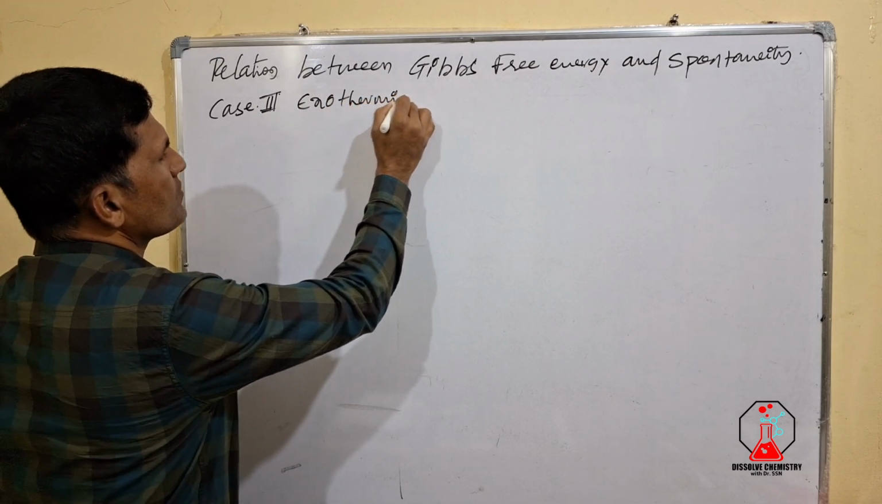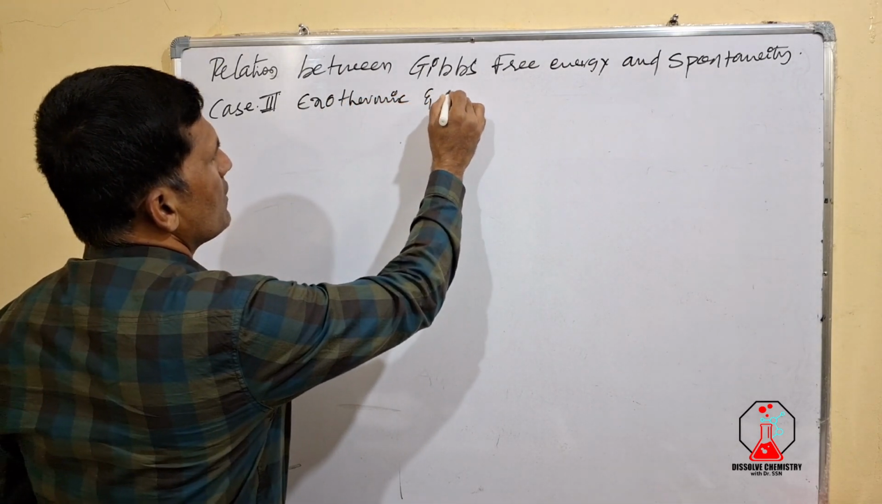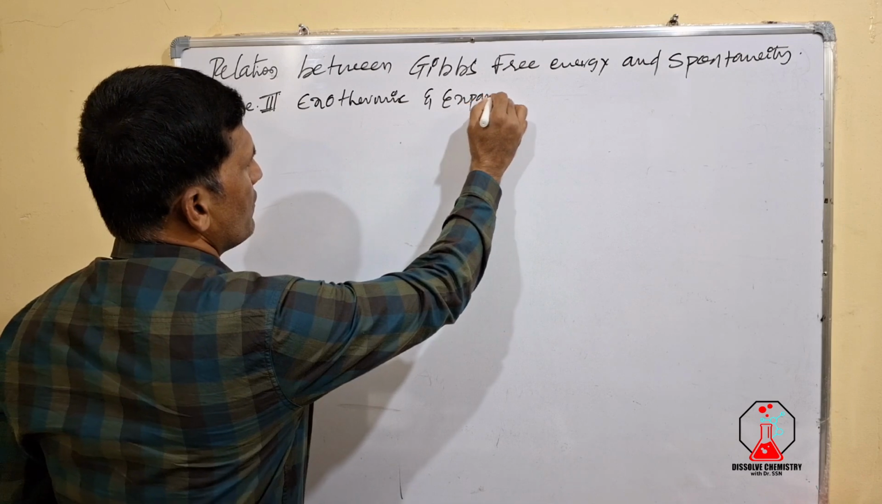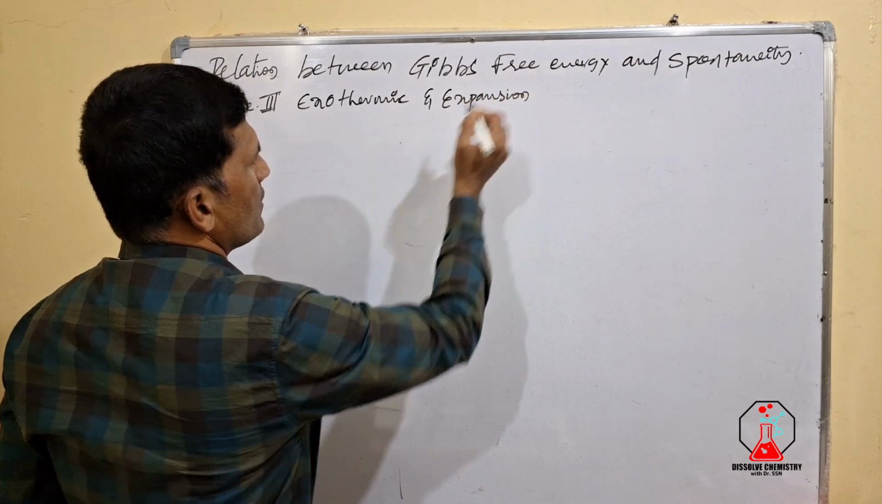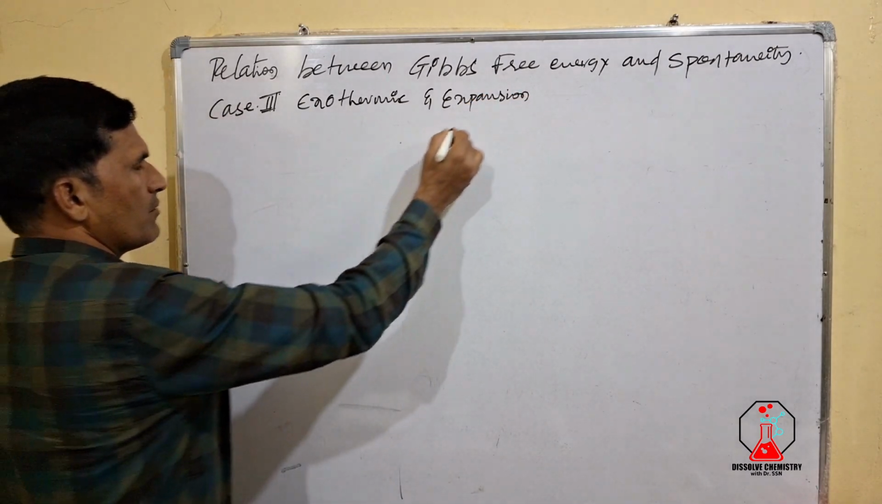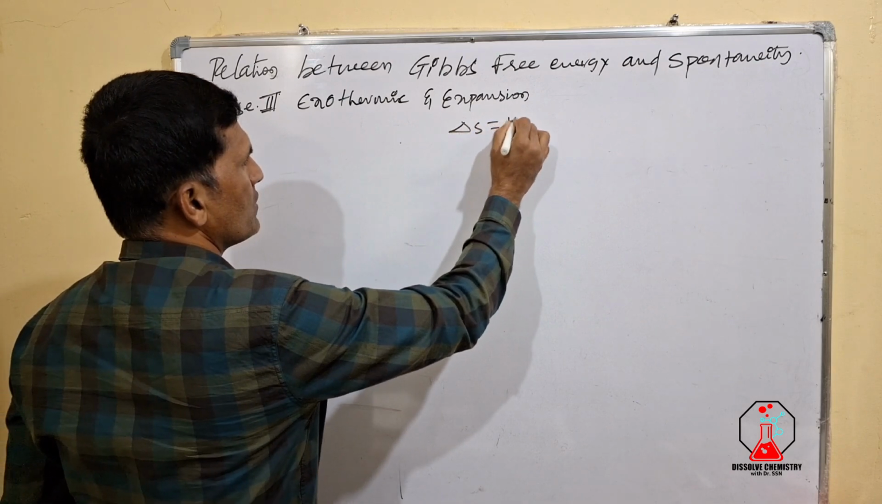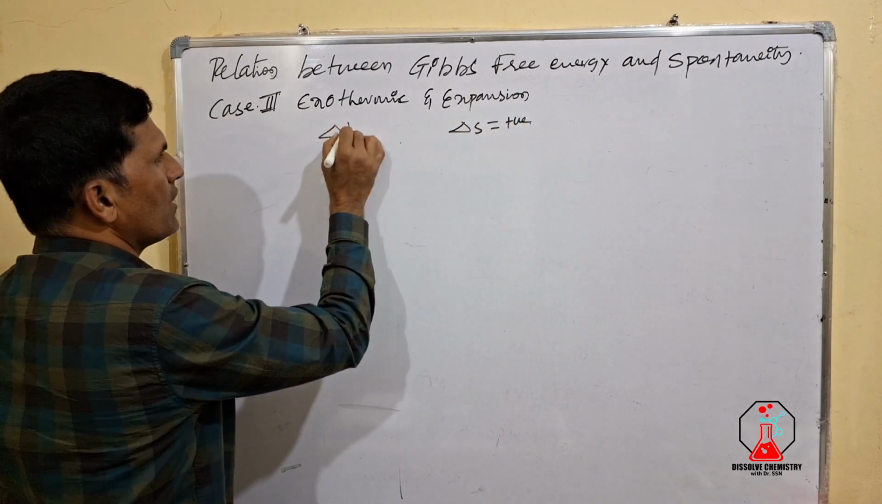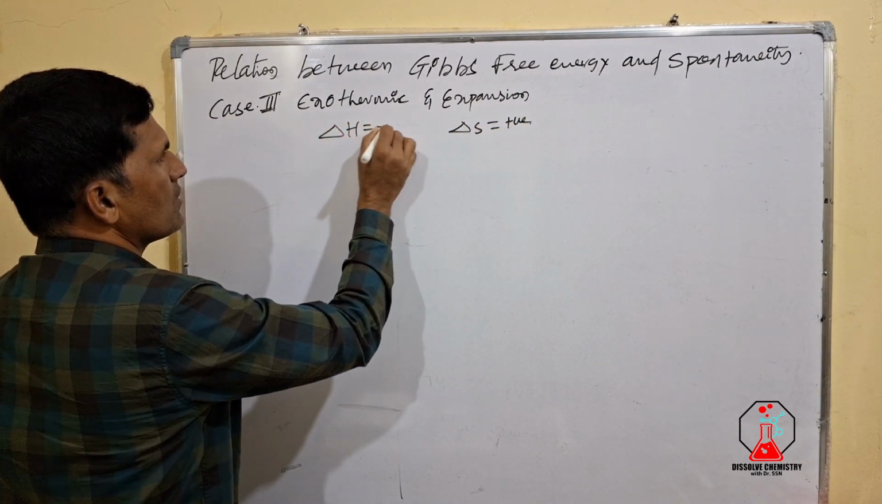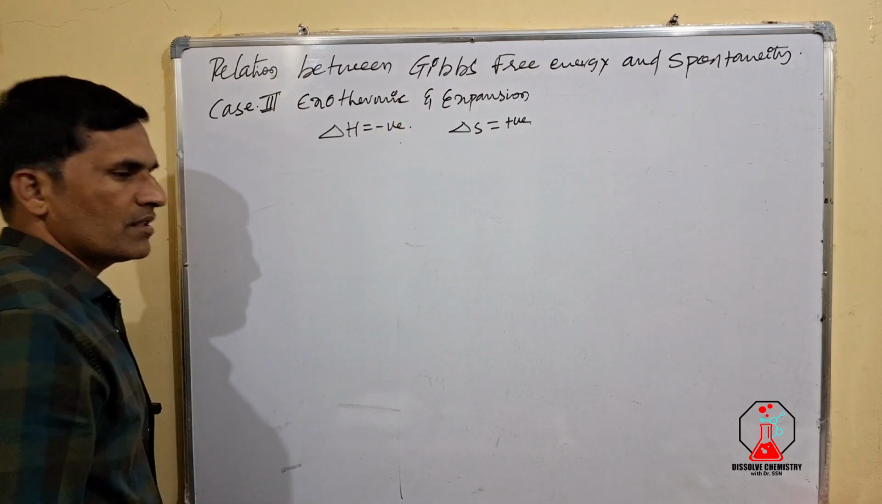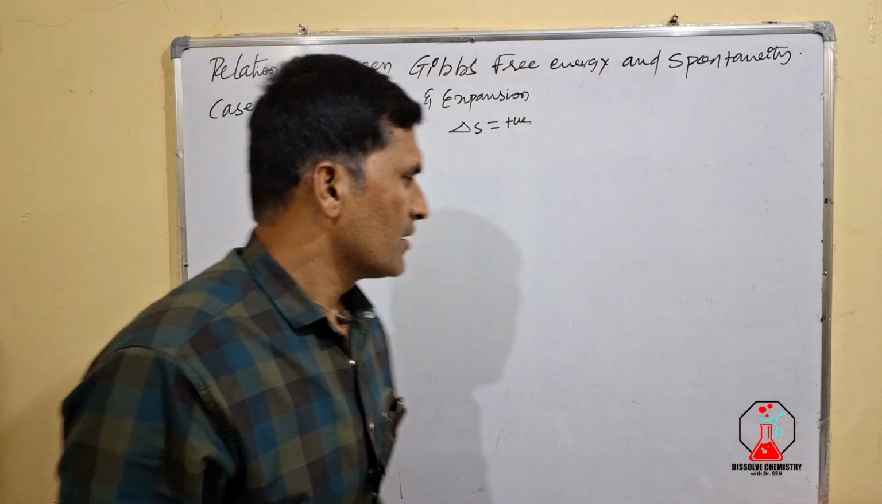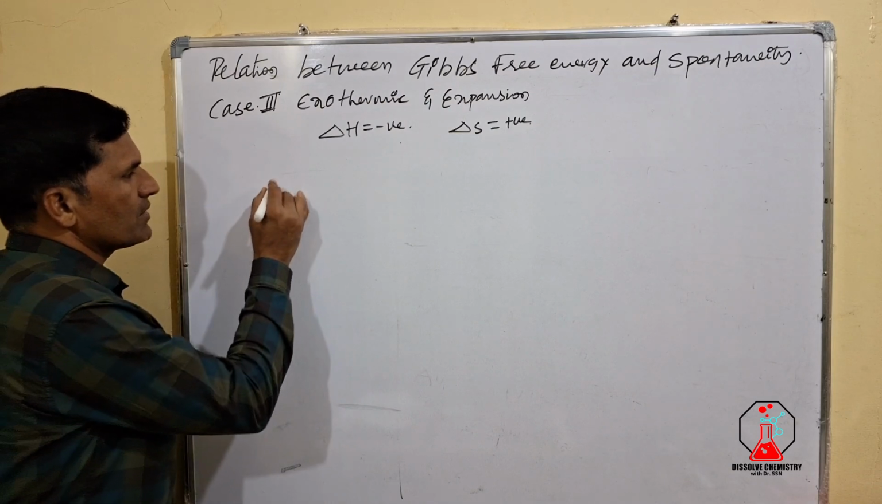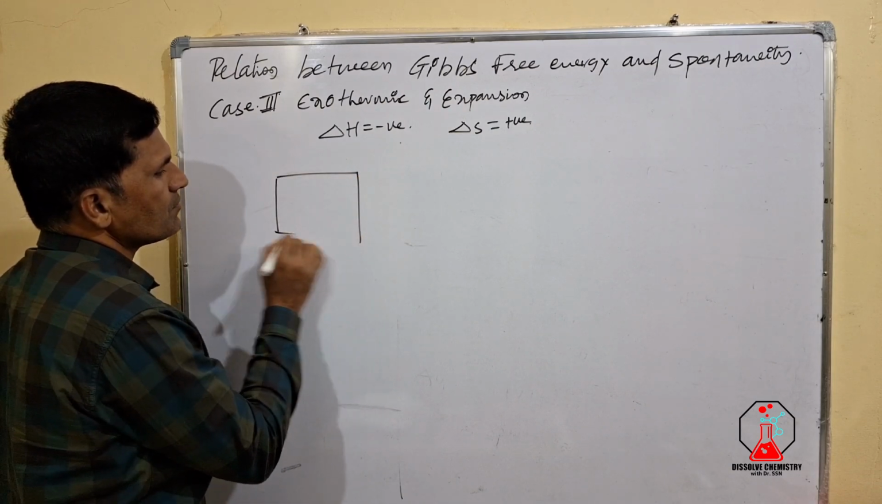Exothermic and expansion we will take. Expanding means delta S is positive and delta H is negative, meaning exothermic. So now we will see the same temperature conditions we will take.